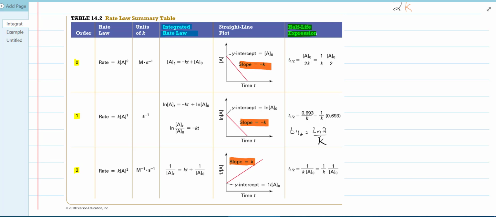We're going to do some more integrated rate laws. This is what we just covered. We derived three rate laws, for the zero order, first order, and second order reactions. We got the rate law, the units of k, the integrated rate law, the straight line plot, which tells you the slope, always k or negative k, and the half-life expression. So let's summarize these real quick.